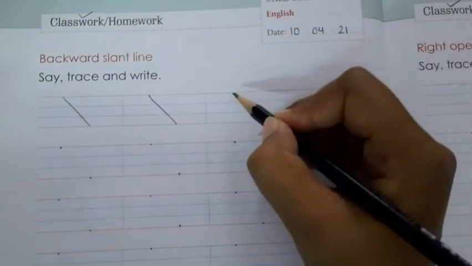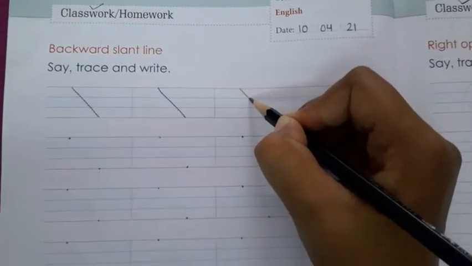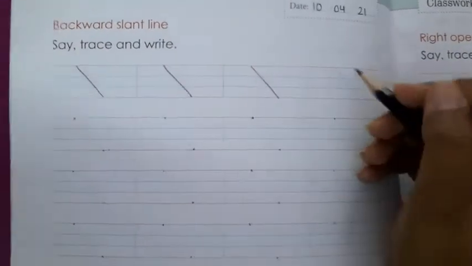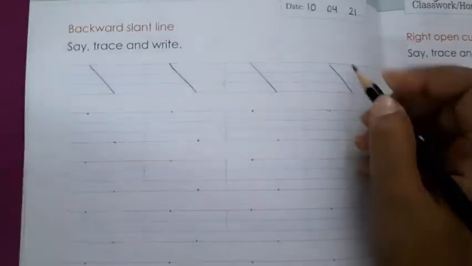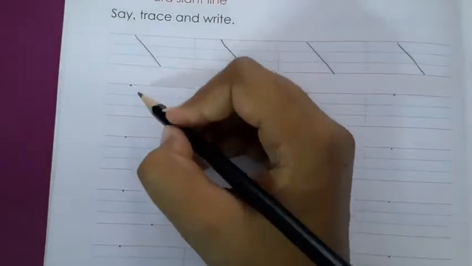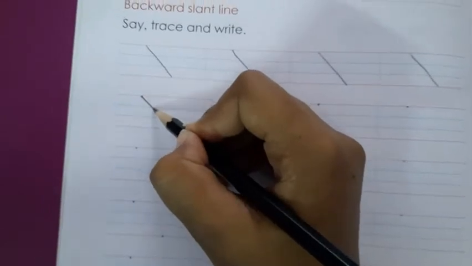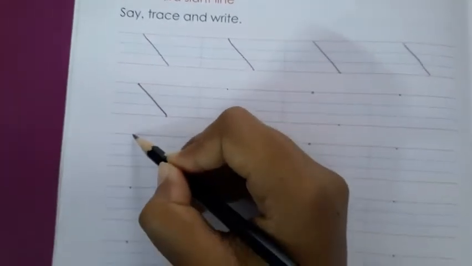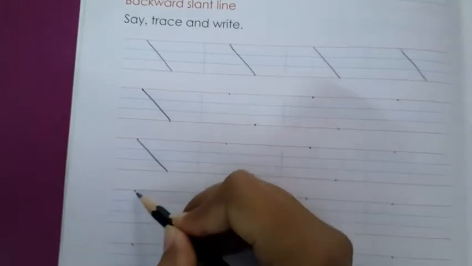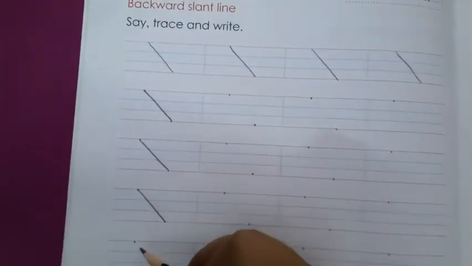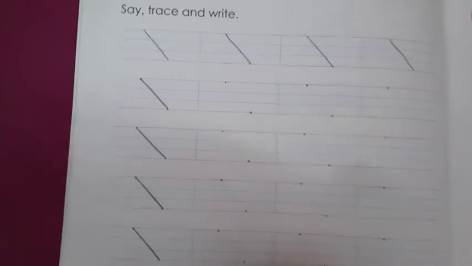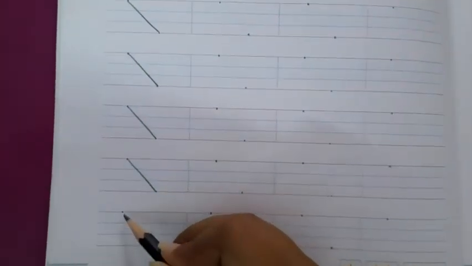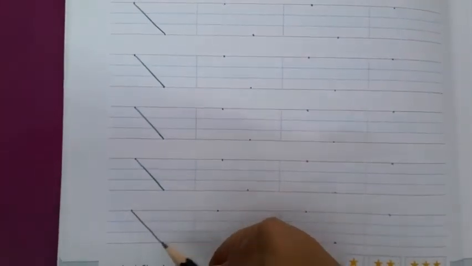Okay, students? Now let's do it. Speak. Backward slant line. Now here we are going dot to dot from red line to red line. Which lines are these? Speak. Backward slant line. These are backward slant lines.